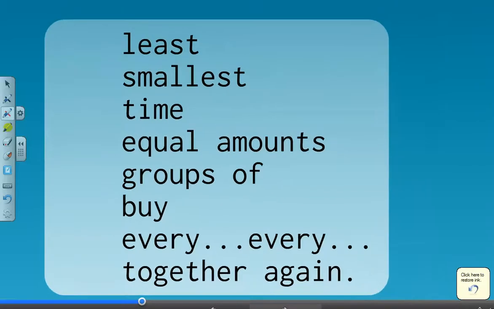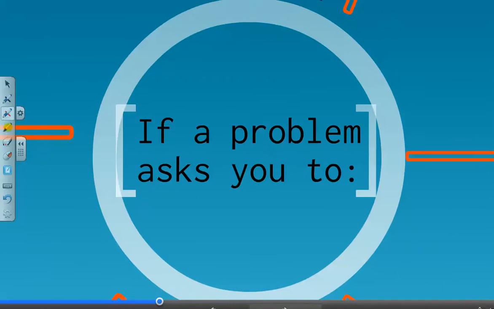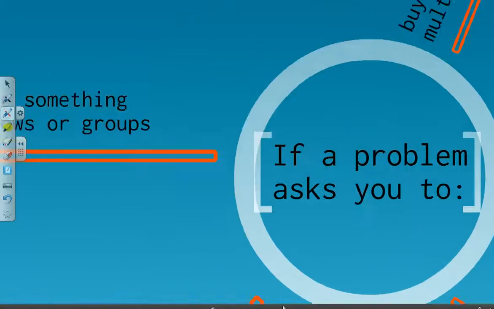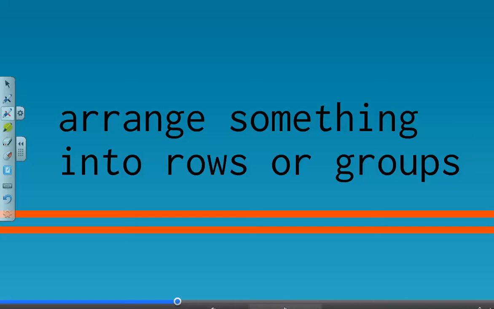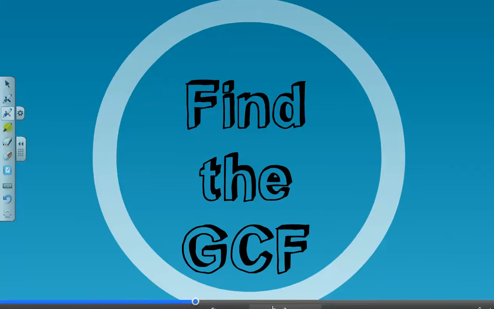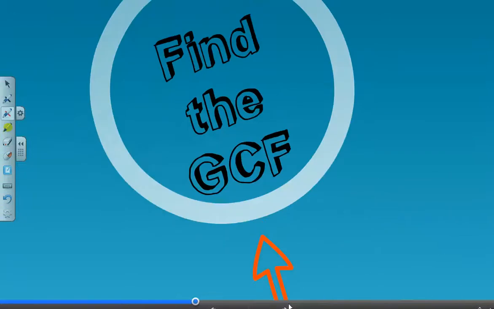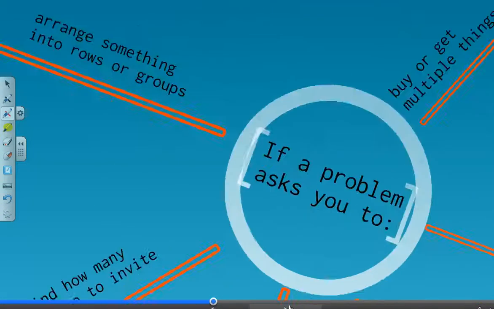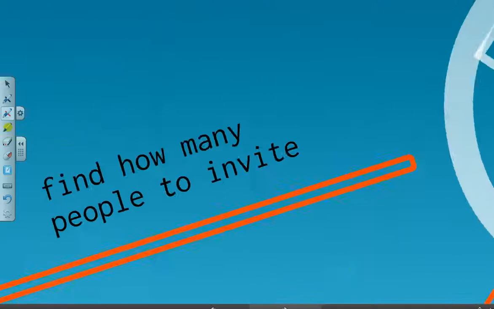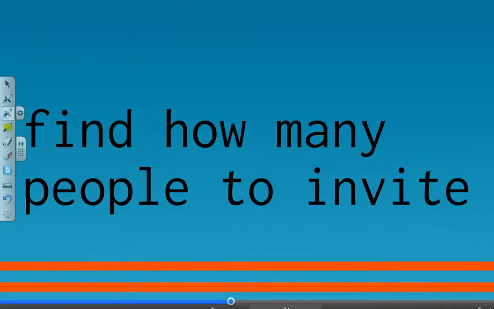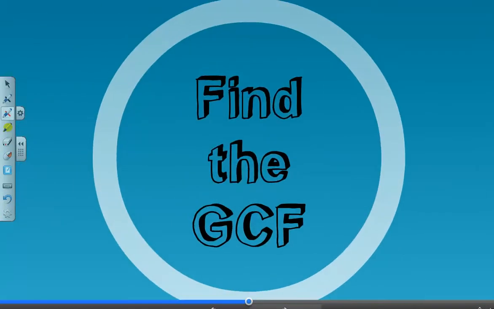Okay, so let's look at a few more then. So let's take some examples. If a problem asks you to arrange something into rows or groups, what do you think that is? Okay, go back to your list. Check that out. Keyword arrange should be under GCF. You need to be writing these down too. So make sure you get this. Arrange something into rows or groups, and you're going to put GCF beside that. Okay, let's try another one. If a problem asks you to find how many people to invite, you're kind of breaking it up into groups, I guess, of sorts. It's probably a GCF.